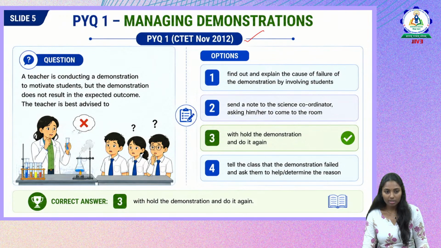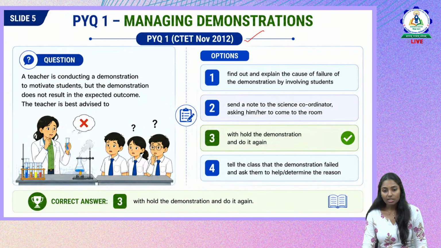What happened here is that the teacher is demonstrating an experiment, and the experiment didn't go as planned. So what is the best thing for the teacher to do here? We have four options. Find out and explain the cause of failure of the demonstration by involving students.